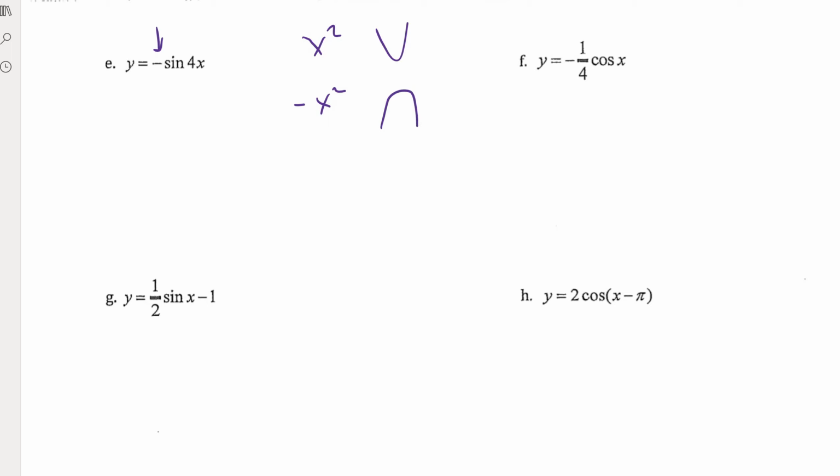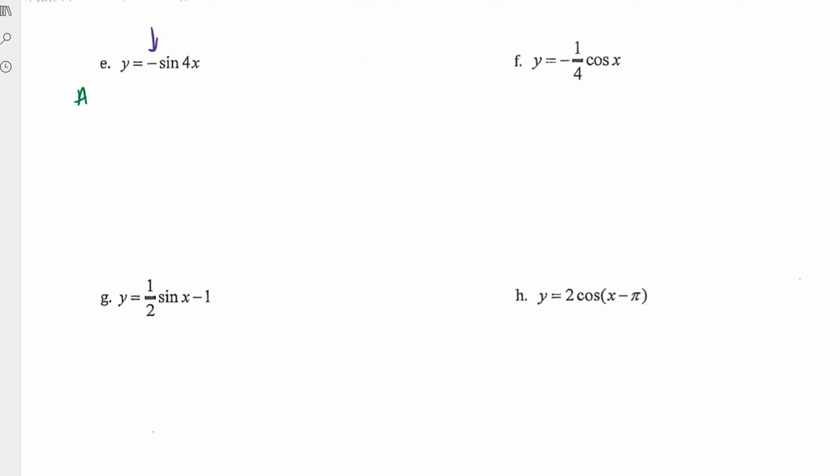If I gave you negative x squared, it opens down. Well, the sine curve is going to be the same thing. So if my original sine looks like that, then my negative sine is going to look like that. Okay, so it's just going to flip everything upside down.